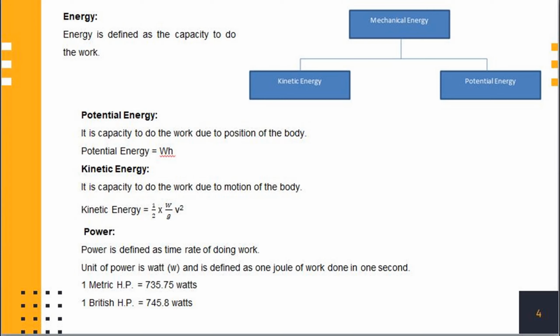Power is defined as the time rate of doing work. The unit of power is the watt and is defined as 1 joule of work done in 1 second. In practice, the kilowatt is a commonly used unit, which is equal to 1000 watts. Horsepower is the unit used in MKS and FPS systems. 1 metric HP is equal to 735.75 watts and 1 British HP is equal to 745.8 watts.